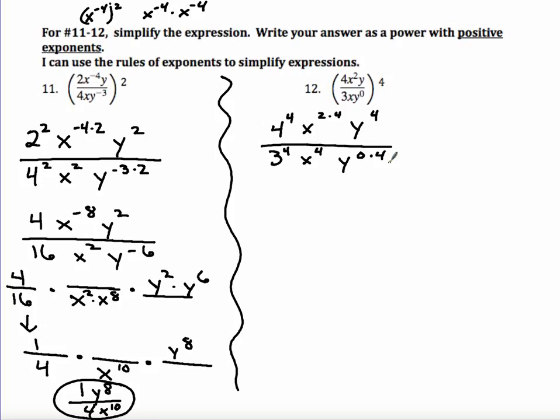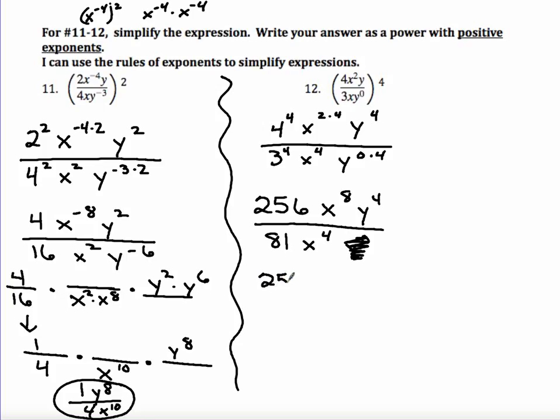So when I go ahead and simplify here, I get 4 to the fourth, that's going to be 4 times 4 times 4 times 4, that's 256, x to the eighth, y to the fourth, over 3 to the fourth, is 3 times 3 times 3 times 3, that's 81, x to the fourth, y to the 0. Now at this point, we remember that anything to the 0 power is just a 1, or it's like it's not there. So now I don't have to worry about that piece.